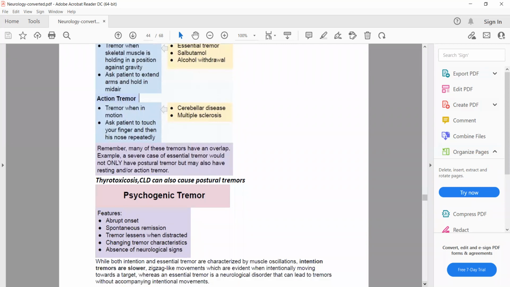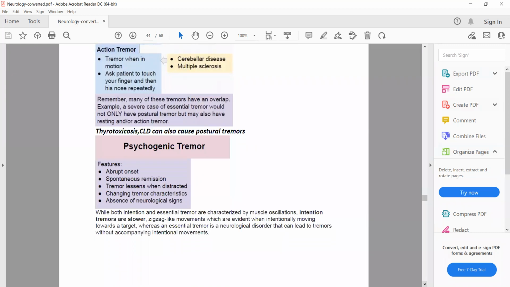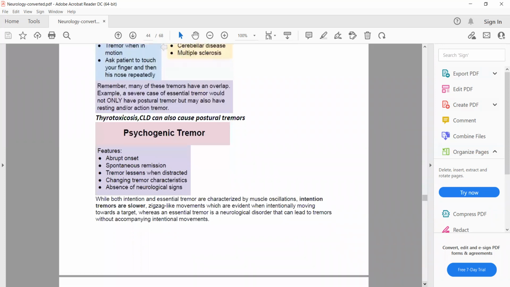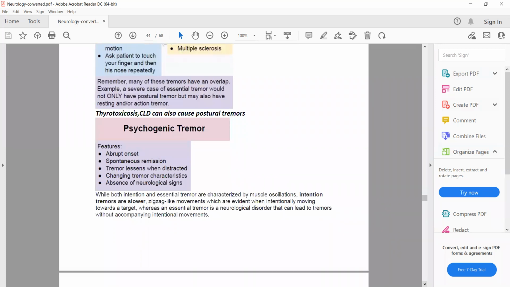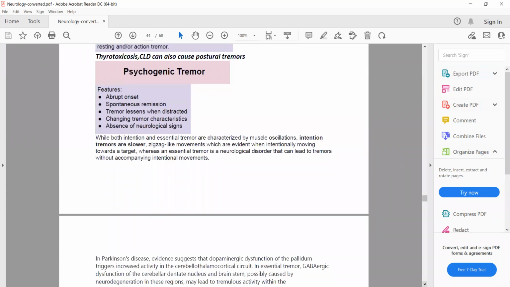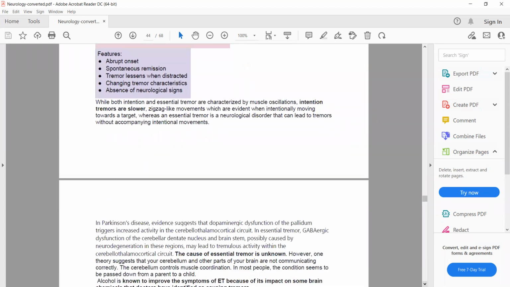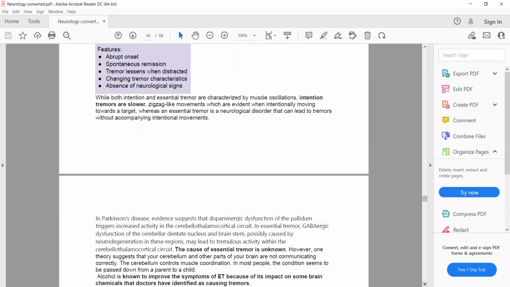Action tremor is present in important diseases such as cerebellar disease or multiple sclerosis. And psychogenic tremors are due to psychological reasons, and they disappear when the patient is distracted. This is an important diagnosing point. A tremor that improves with alcohol.